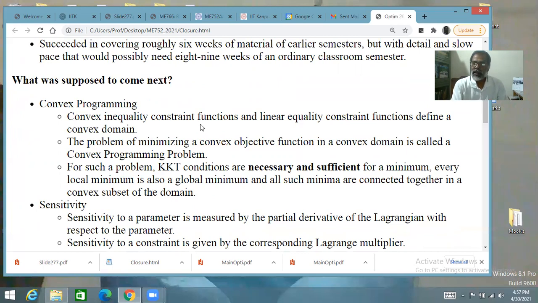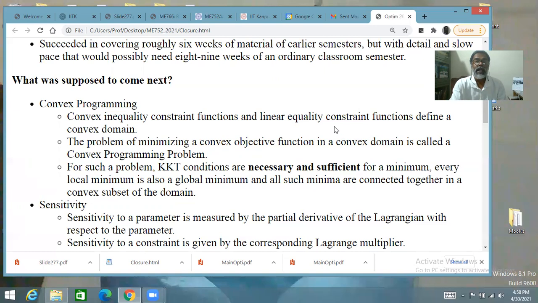Convex inequality constraint functions and linear equality constraint functions, that is, every Gj is a convex function and every Hi is a linear function. Such a set of constraints defines a convex domain. What is a convex domain? That you know. If two points belong to the domain, then the line segment joining them also belongs to the domain completely. That is the sense of convex domain.